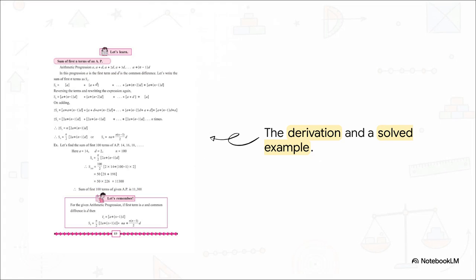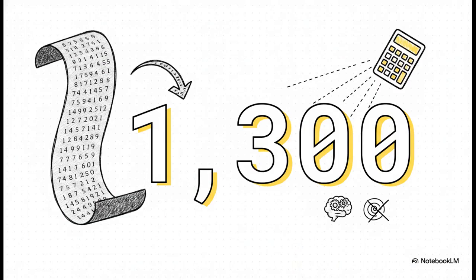Take a look at this example. We need to find the sum of the first 100 terms of the AP 14, 16, 18, and so on. So what do we have? Our first term, a, is 14. Our common difference, d, is clearly 2. And n is 100. We just plug these values directly into the formula we just built, and we get 11,300. Think about how incredibly powerful that is. Instead of sitting there manually adding 100 numbers, which, let's be honest, would take ages and you'd probably make a mistake, our formula handles this massive addition problem effortlessly in just a couple of lines.